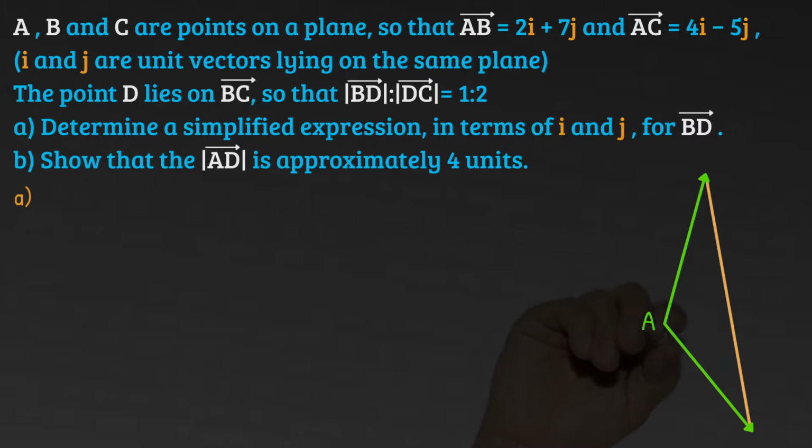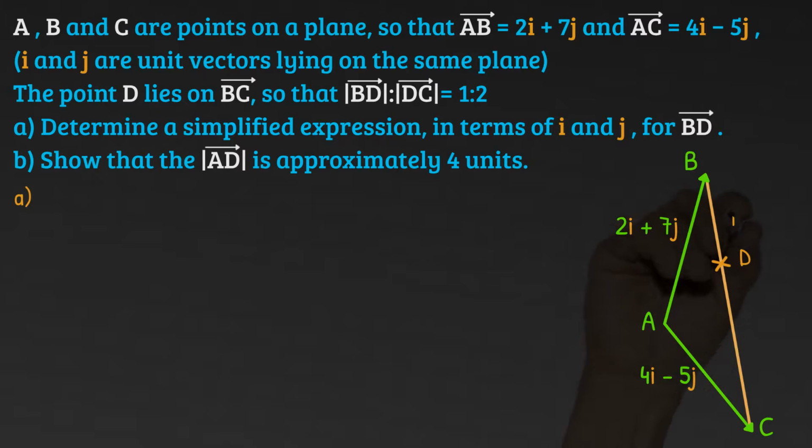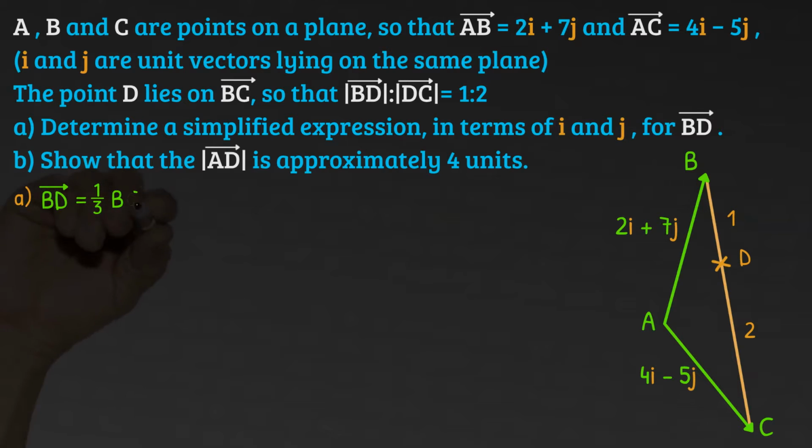From the question we know that AB is 2i plus 7j and AC is 4i minus 5j. We also know that D lies on the line BC, so it cuts the line in the ratio 1 to 2. Now we're asked to find an expression for BD, and as you can see from the diagram, BD is exactly 1/3 of the line BC.